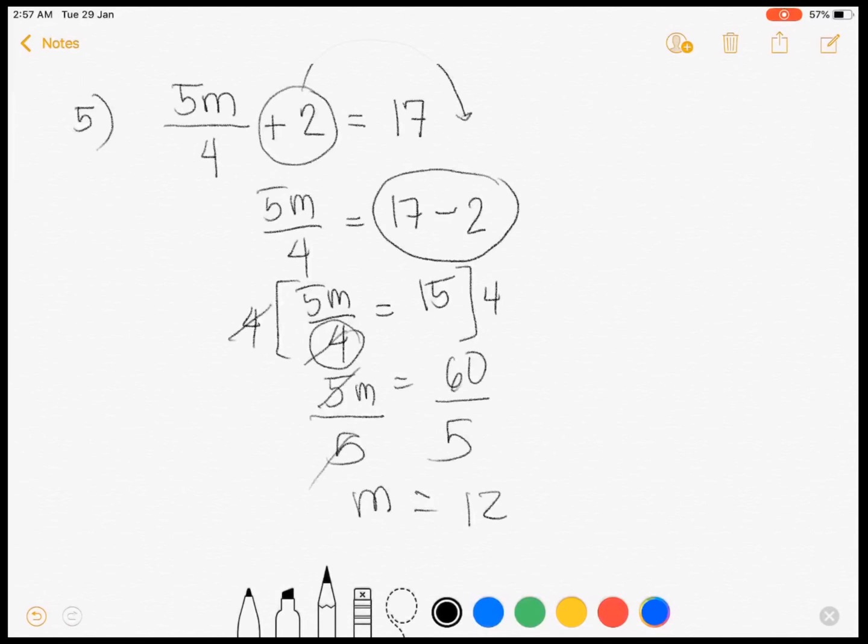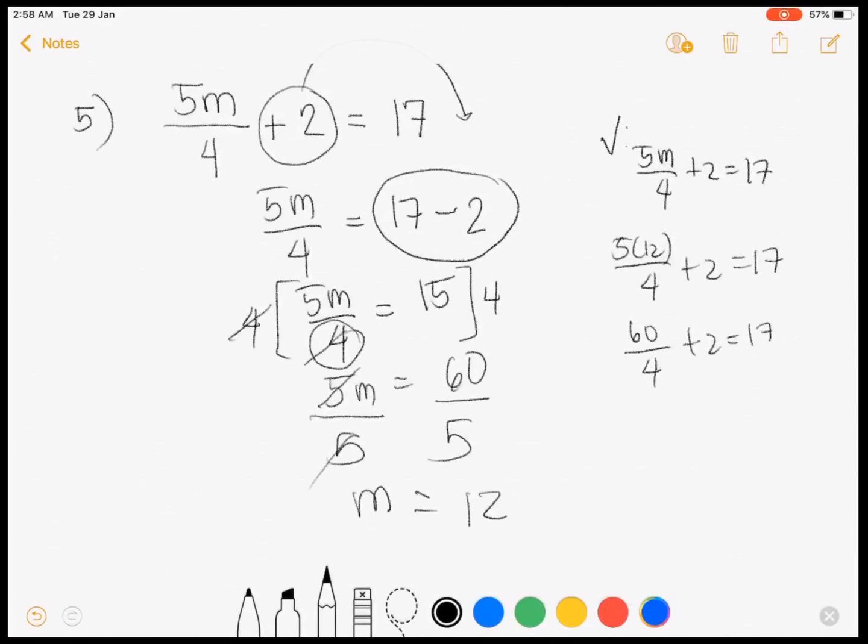Now, let's check. So, we have checking 5m over 4 plus 2 is equal to 17. Substitute natin yung 12 sa m. So, we have 5 times 12 over 4 plus 2 is equal to 17. 5 times 12 is 60 over 4 plus 2 is 17. 60 divided by 4 is 15 plus 2 is 17. And 15 plus 2 is 17, which is equal to 17. So therefore, na-verify natin na tama yung m is equal to 12. Okay? Let's have another example.